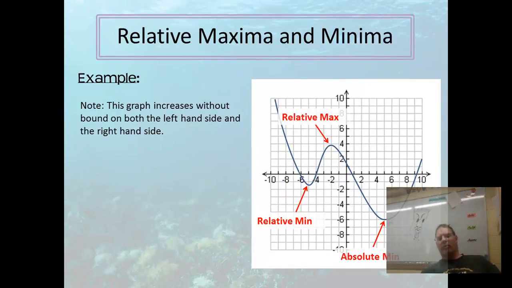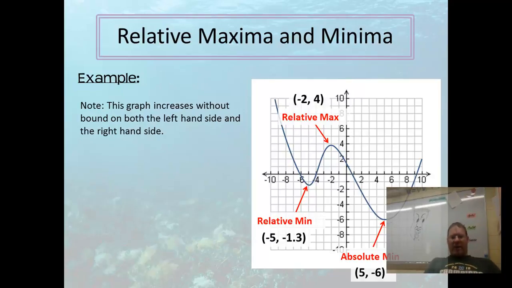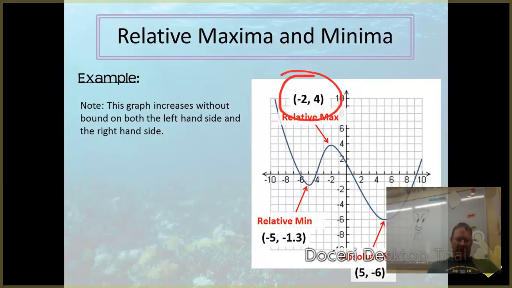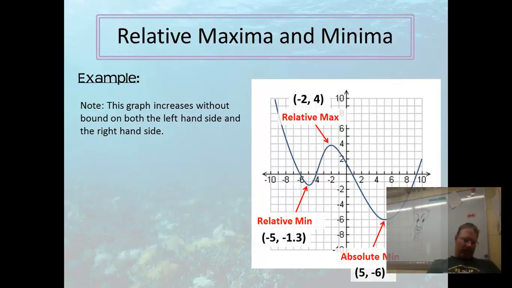Okay? So, taking that all the way out, I can say those are my points. So I have a relative maximum at (-2, 4), a relative min at (-5, -1.3), and an absolute min at (5, -6). So we're not talking about an interval, we're talking about a precise coordinate, okay? So in other words, this right here doesn't mean it's at its maximum between negative 2 and 4. That right there is a coordinate. So don't confuse the notation for a coordinate and the notation for an interval. You have to keep in mind the context of the problem that you're looking at.